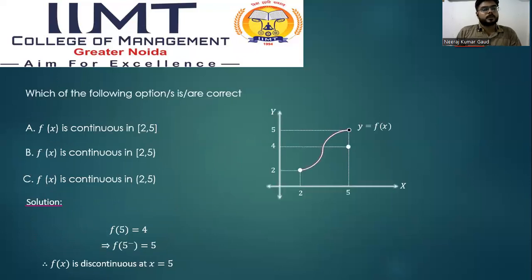Which of the following options is not correct? f(x) is continuous in closed interval [2, 5]. f(x) is continuous in closed interval 2, open interval 5. f(x) is continuous in open interval (2, 5). So first we are going to check the functional value at 5. We know the functional value at 5 is 4, and the left-hand value at 5 is 5. So f(x) is discontinuous at x equal to 5.